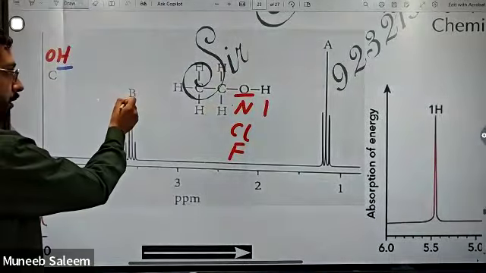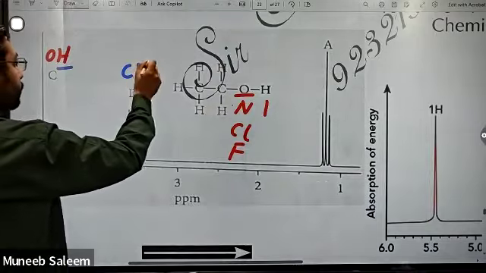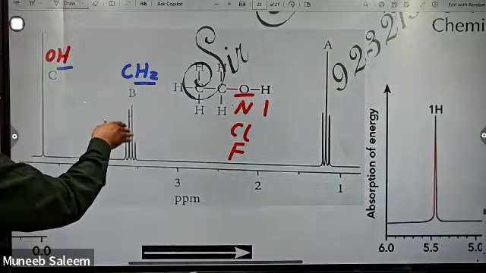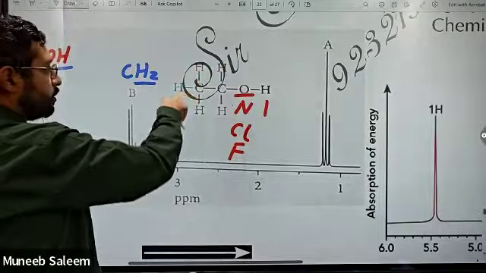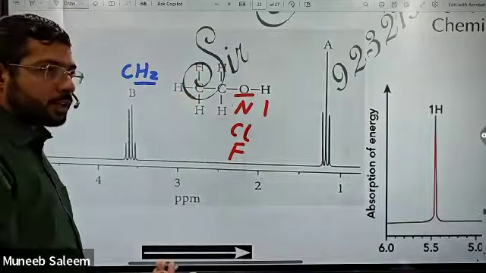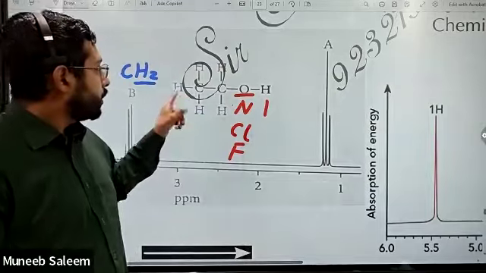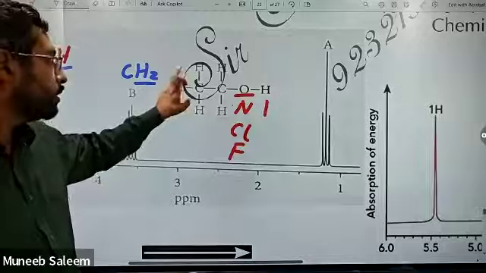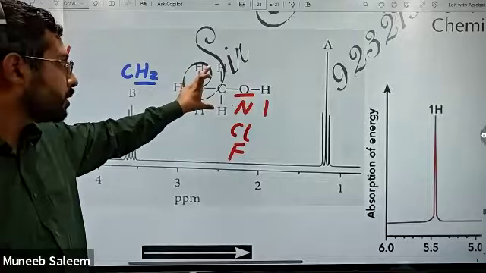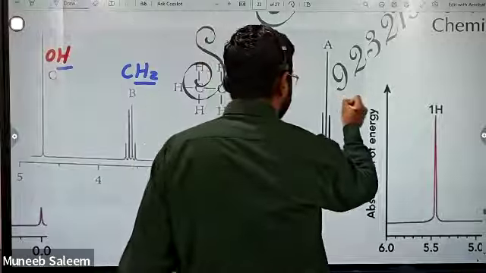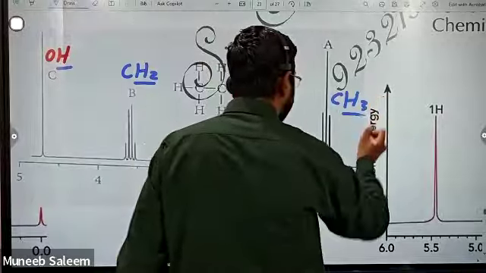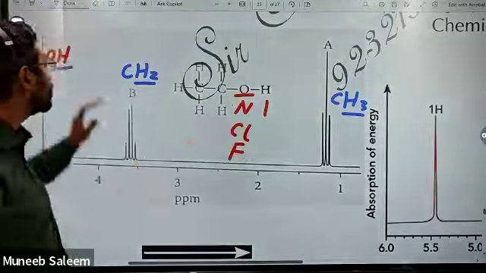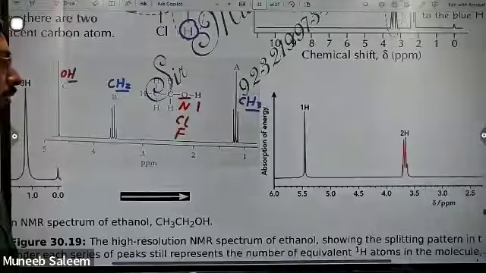The B peak is basically of the CH2. The CH2 part is shown over here, and these 3 hydrogen atoms are split into a triplet because of these 2 hydrogen atoms. The 3 hydrogen atoms will be split into a triplet because of 2 hydrogen atoms, and you can see the split triplet over here. So the 3 hydrogen atoms of the CH3 are shown over here. So that's how we have now identified that this is the NMR spectrum of ethanol.